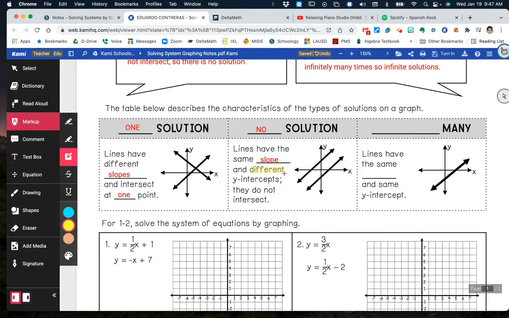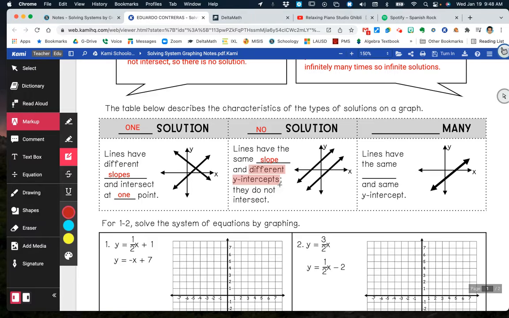Ooh, that doesn't pop that much. I changed my mind. I'm going to change the color. Red. There we go. That's better. Different y-intercepts. So in order for two lines to be parallel and give us no solution, they have to have the same slope and different y-intercepts. Okay? Any questions? All right. Let's move on.